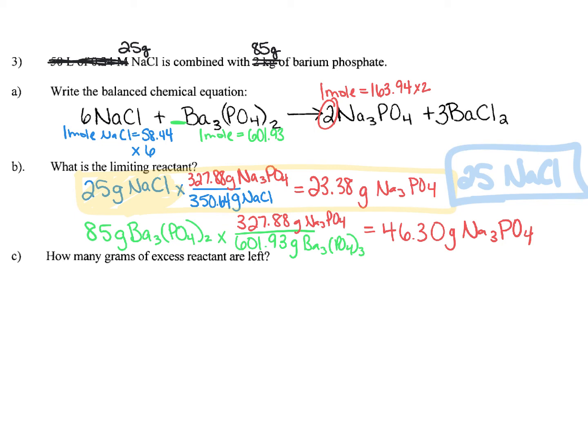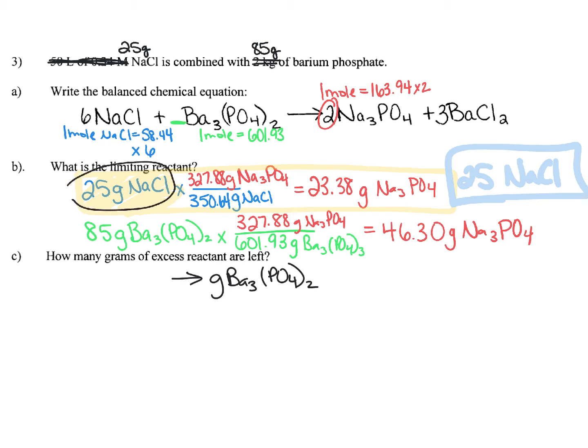Now, that means that I'm going to have excess barium phosphate left. So it wants to know, well, how many grams of excess are going to be left? So in order to solve that problem, what we're going to need to do is find out how many grams of barium phosphate we need.